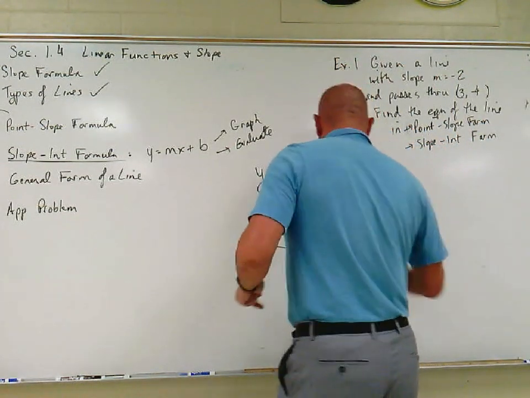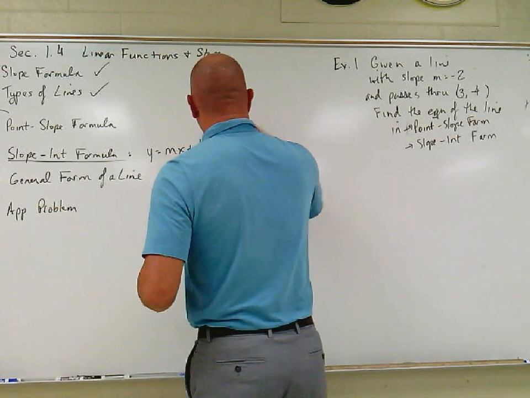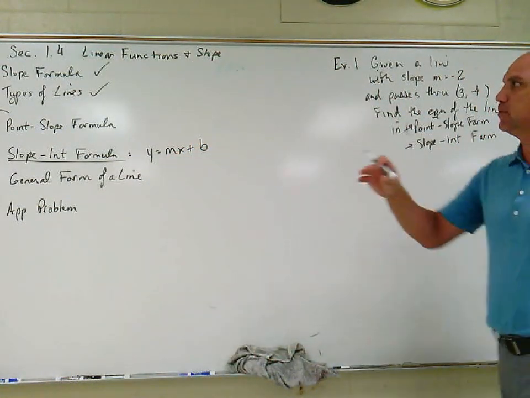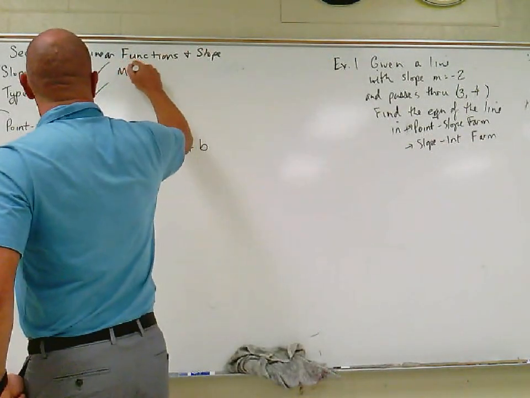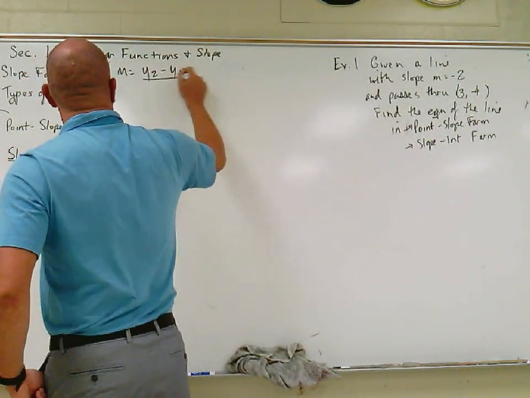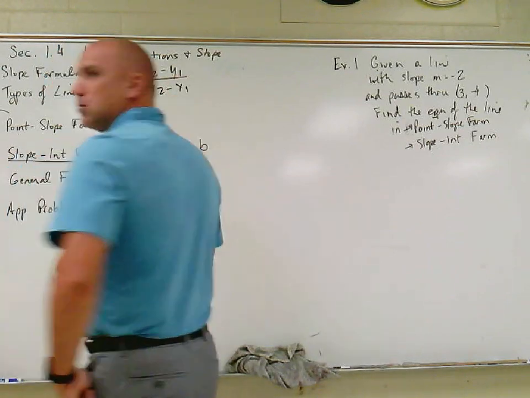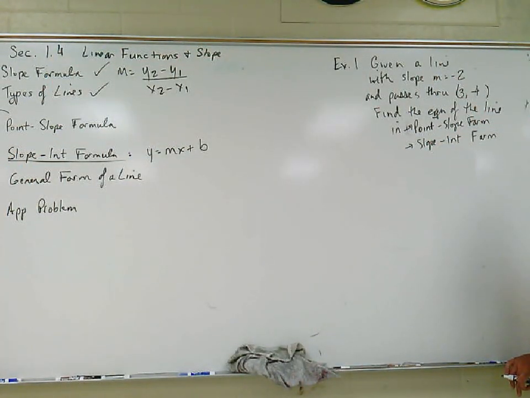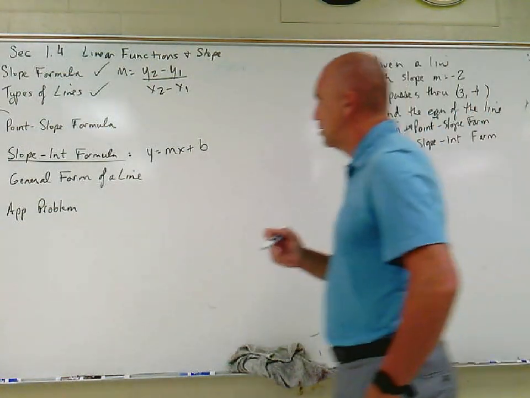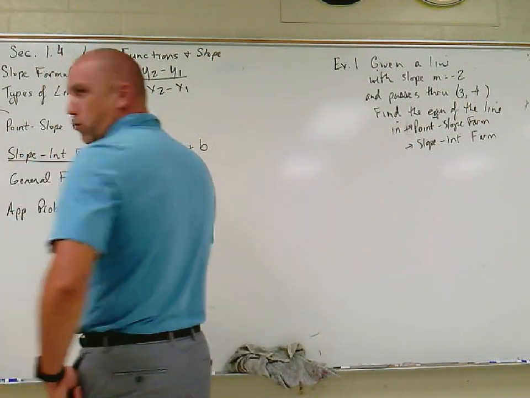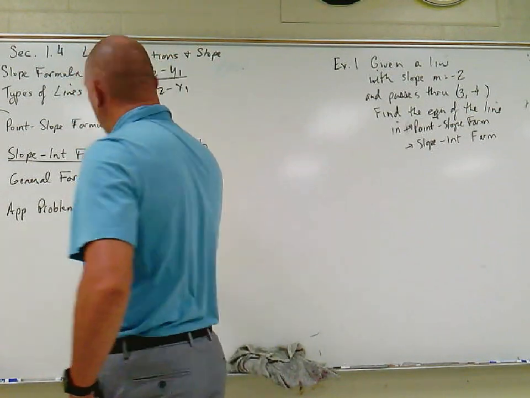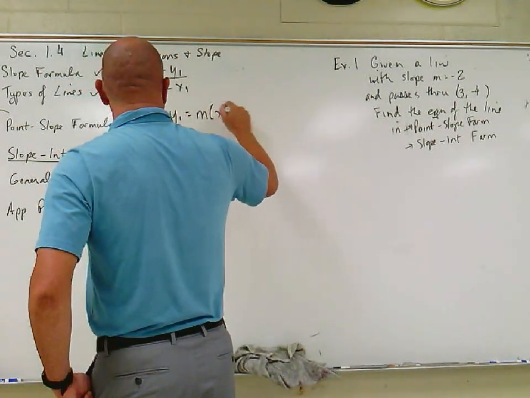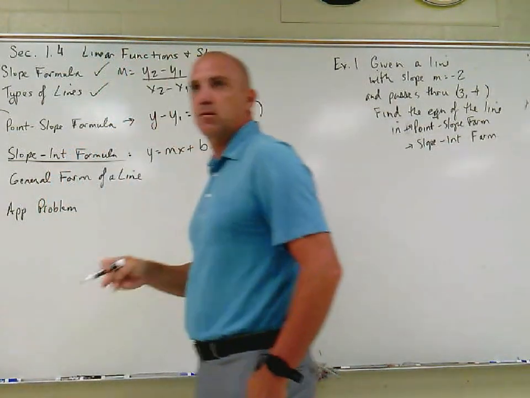Now the question is, who here knows the point slope formula? I have to put the slope formula up here. Who knows the point slope formula? All right, so this is the point slope formula. We use this one more than anything in calculus after slope. Y minus y1 is m times x minus x1. That's the point slope formula.